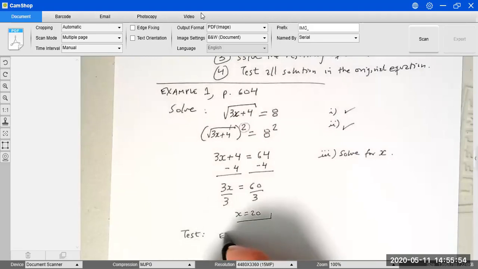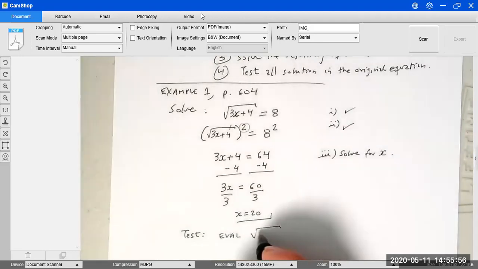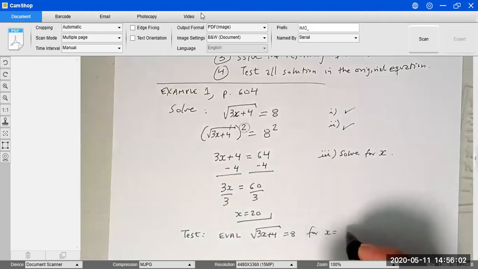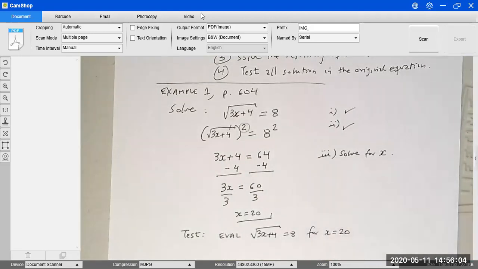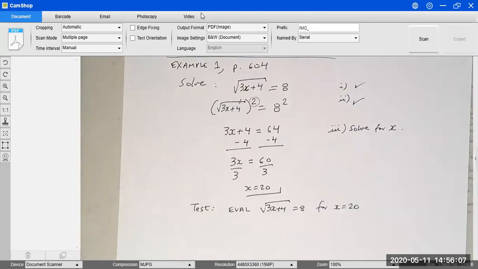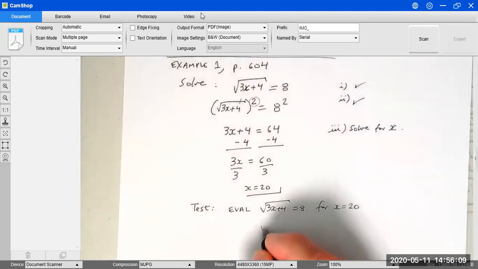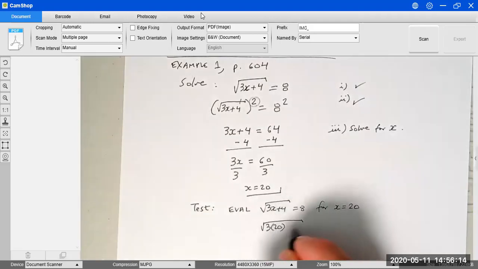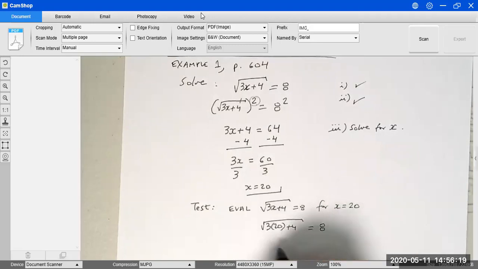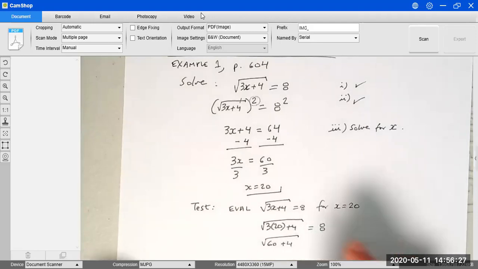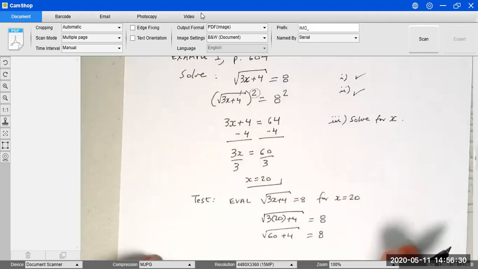How do you do the testing? You evaluate the original equation for the value that you just obtained. So we're going to evaluate the original equation. So let's see. On the left hand side, I have the square root of 3 times 20 plus 4, and this should be equal to 8. Then on the left hand side, 3 times 20 is going to be 60 plus 4. This should be equal to 8.